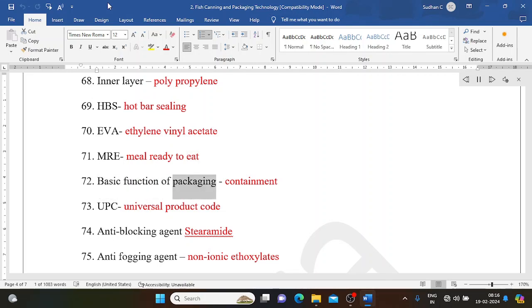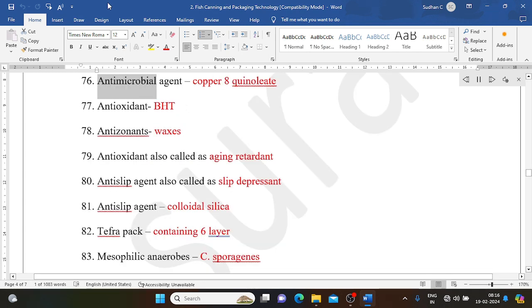Basic function of packaging: containment. UPC, Universal Product Code. Anti-blocking agent: stearamide. Anti-fogging agent: non-ionic ethoxylates. Antimicrobial agent: copper 8 quinolate. Antioxidant: BHT. Antiozonant: waxes. Antioxidant is also called aging retardant. Anti-slip agent is also called slip depressant. Anti-slip agent: colloidal silica. Tetra Pak contains 6 layers.